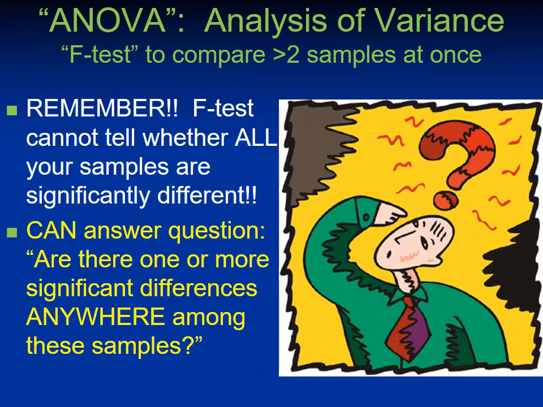But be careful, right? The determination whether at least one group seems to come from a different population, that's the extent of the information that can ever be gleaned from the F-test. You can't tell whether all of your samples are significantly different, but you can answer the question whether one or more of your samples appears to be from a significantly different population. Are there one or more significant differences anywhere among these samples?